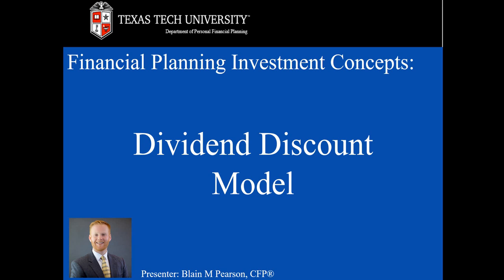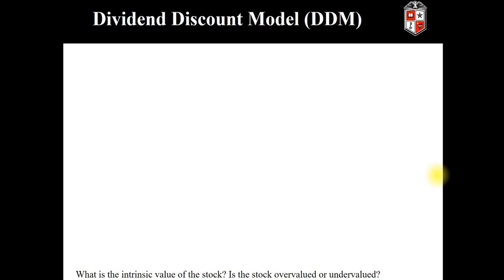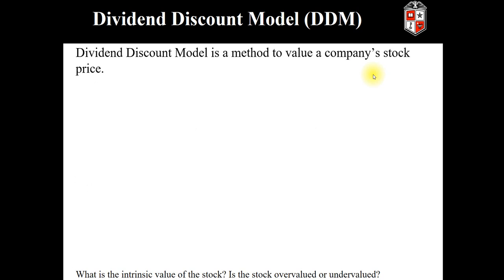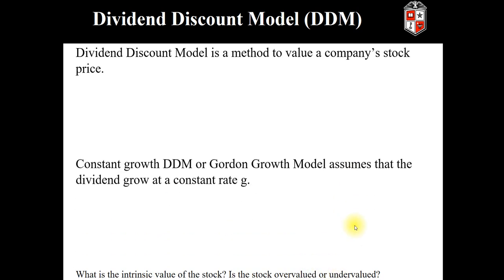In this video, we're going to look at the dividend discount model. To begin, let's first define what the dividend discount model is. You may also see it presented as DDM. The dividend discount model is a method to value a company's stock price. So it answers the question, as you can see at the bottom, what is the intrinsic value of the stock, and compared to the current stock price, is it overvalued or is it undervalued?